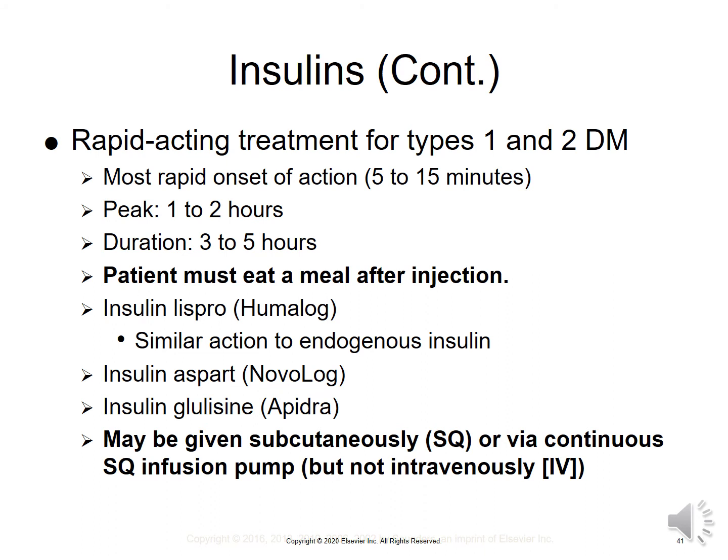So, let's talk about the types of insulin. This is rapid-acting, used for treatment of type 1 and type 2 diabetes. Okay? Its onset is 5 to 15 minutes. Its peak is 1 to 2 hours.